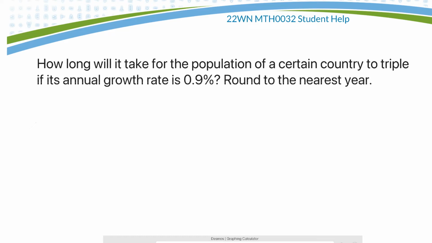All right, here's a good application question using exponents and logs. How long would it take for a population in a certain country to triple if its annual growth rate is 0.9%, and we assume that it stays at 0.9% for the whole time? If we assume this exponential growth, then I can use this formula: population after a specific time is equal to the population to start with, e to the k times t.